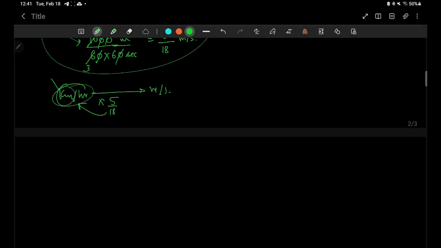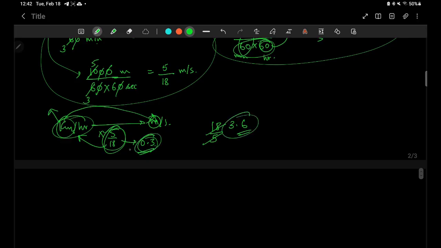Now see, kilometer is a big unit. Meter is a small unit. I'm converting from a big unit to a small unit, so I will multiply a smaller factor. So this entire number is a small factor. You'll get some 0 point something, maybe 0.3, I think. So this is a small number compared to 18 by 5. 18 by 5 is 3.6 something, right? So this is a bigger number, this is a smaller number.